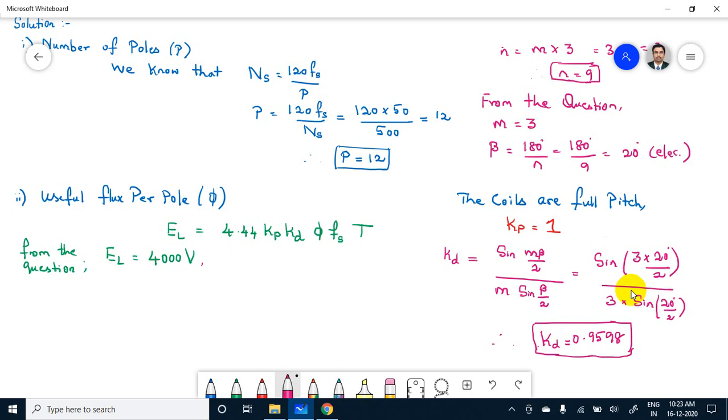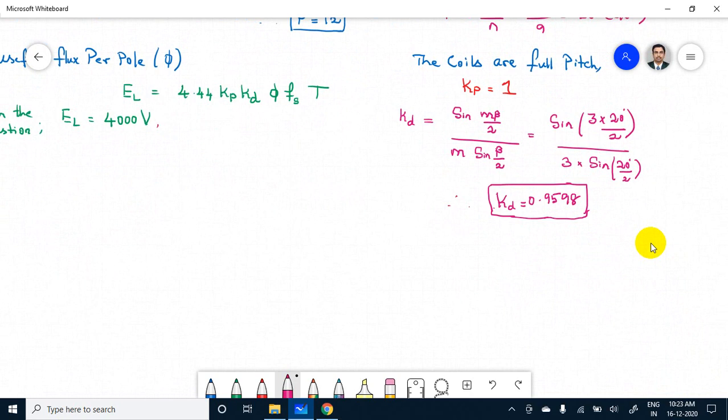Okay. Now Fs, it is 50. Flux only you are going to calculate. T value, how to calculate T? Number of turns per phase. T equal to, what is the formula? T equal to Zp divided by 2. So your conductors are connected in series. In your question it is series. So what is the formula for Zp?